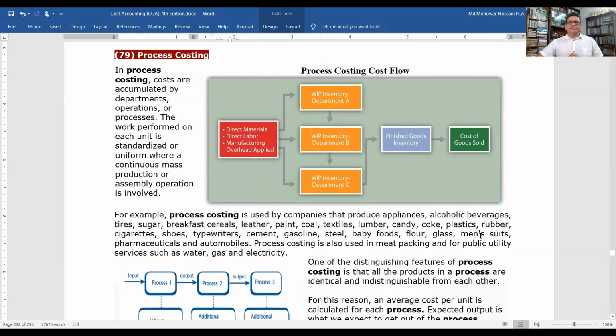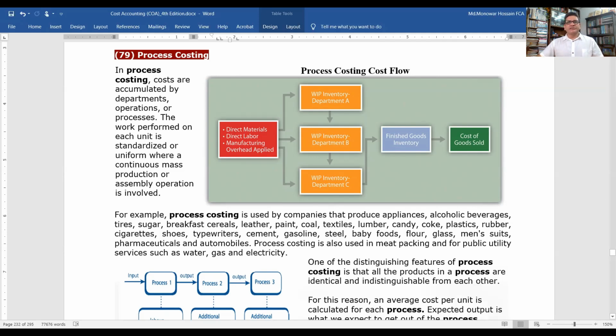In process costing, costs are accumulated by departments, operations, or processes. The work performed on each unit is standardized or uniform, where a continuous mass production or assembly operation is involved.